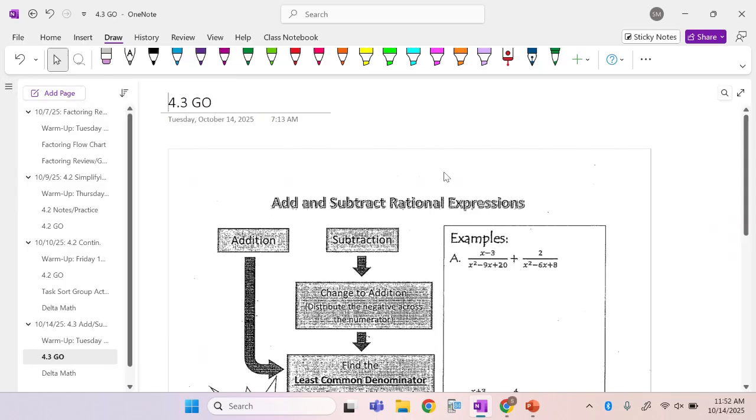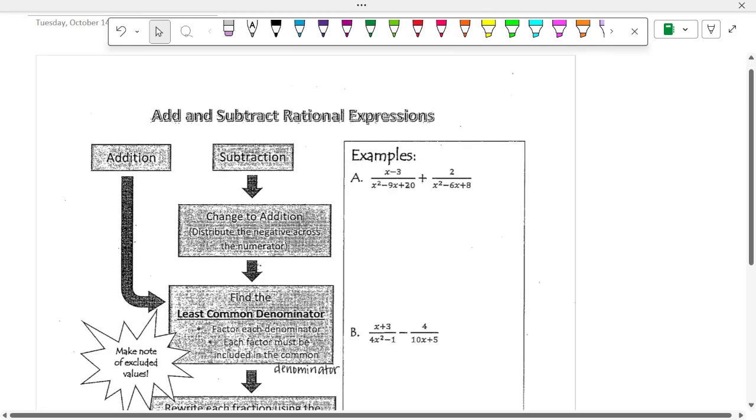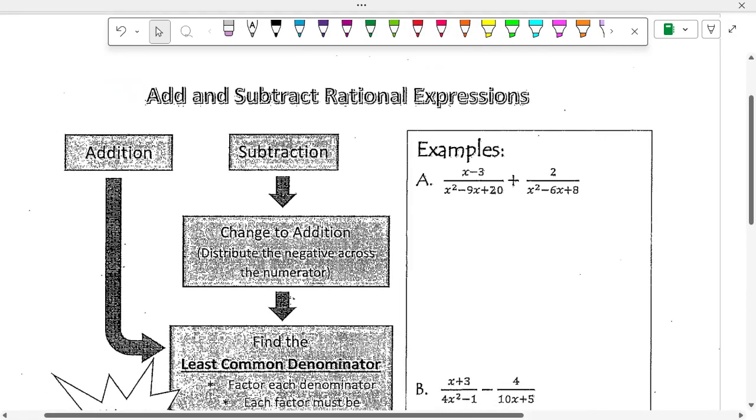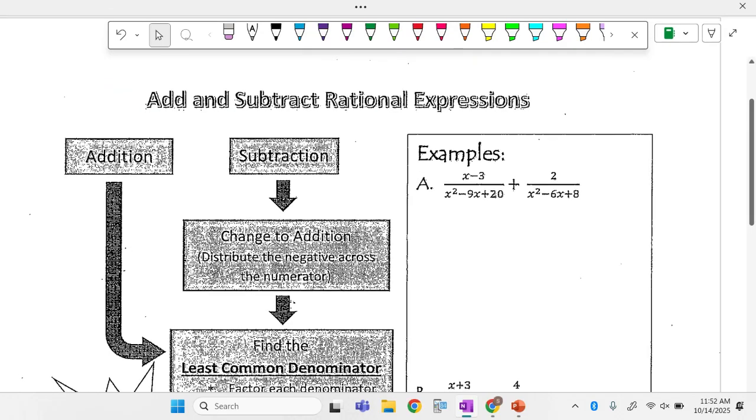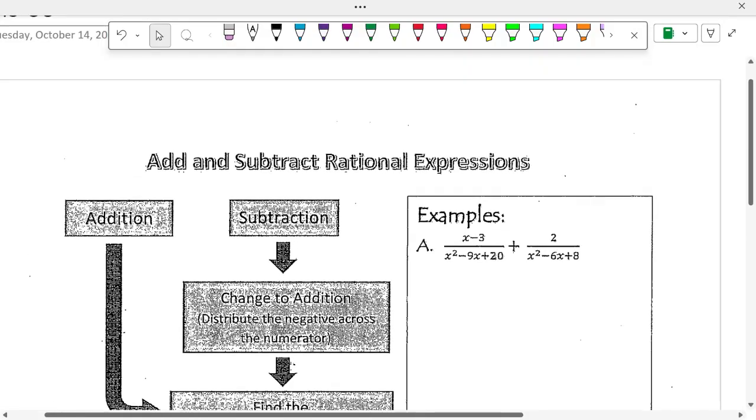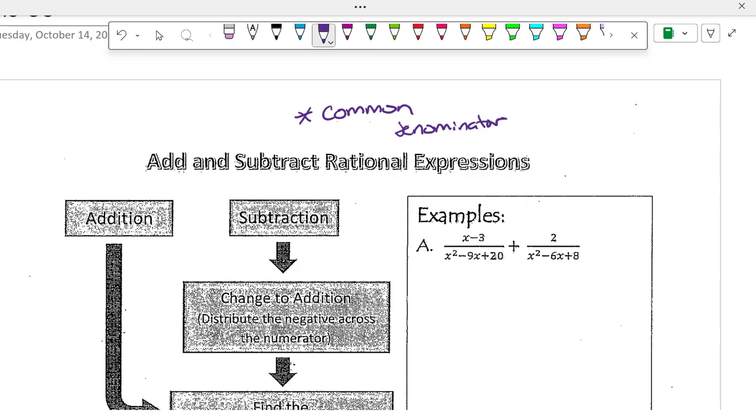All right, so I'm on the back side of that graphic organizer. Now, like I said, with addition and subtraction, the biggest takeaway is that it's all about those common denominators. Finding the common denominator, in my opinion, is probably the hardest part. And in reality, it's honestly not that hard either.